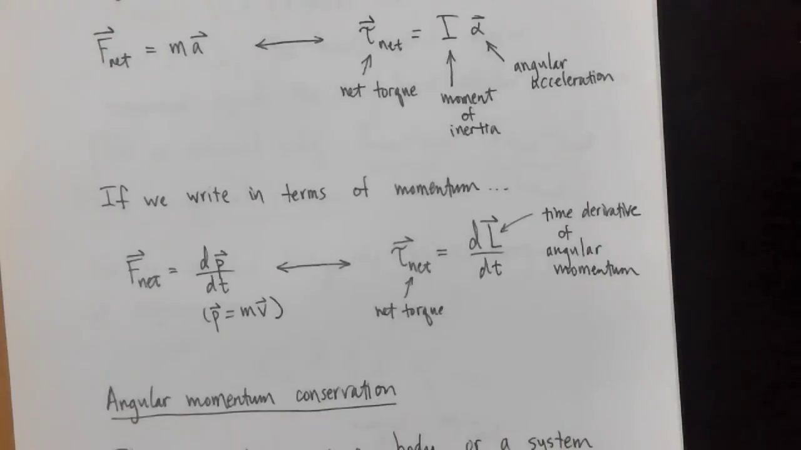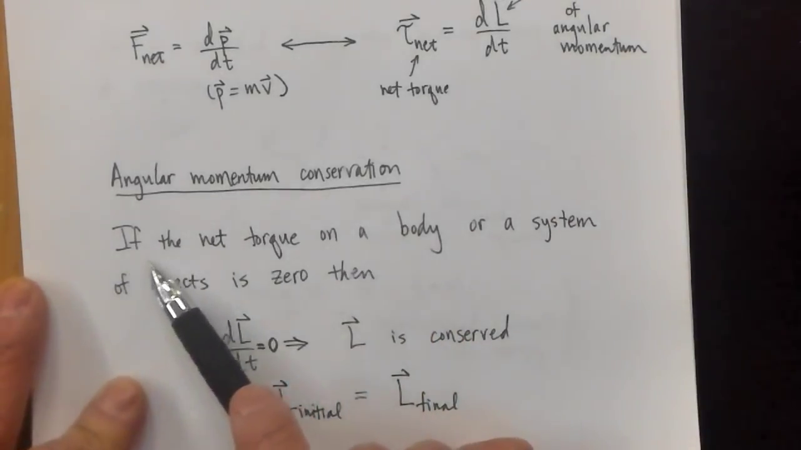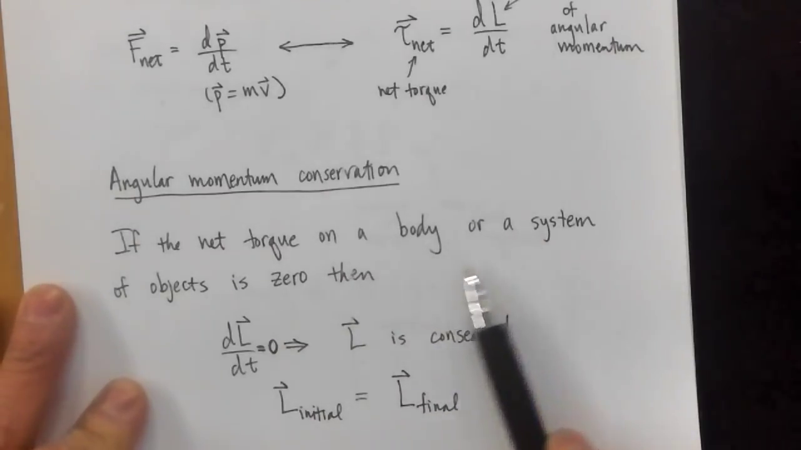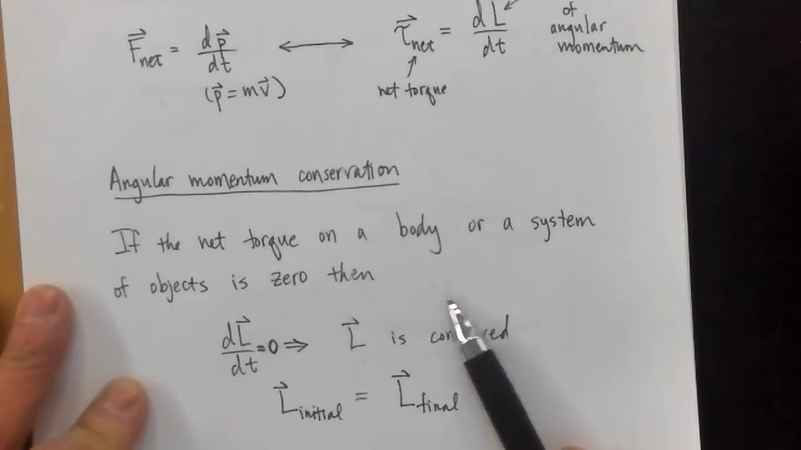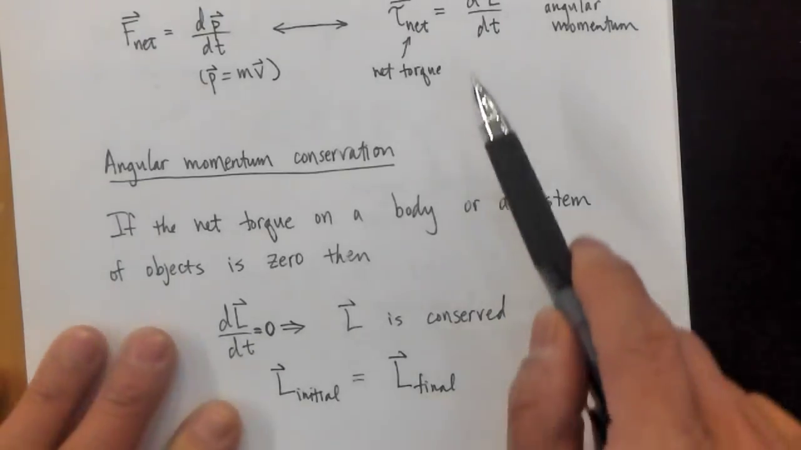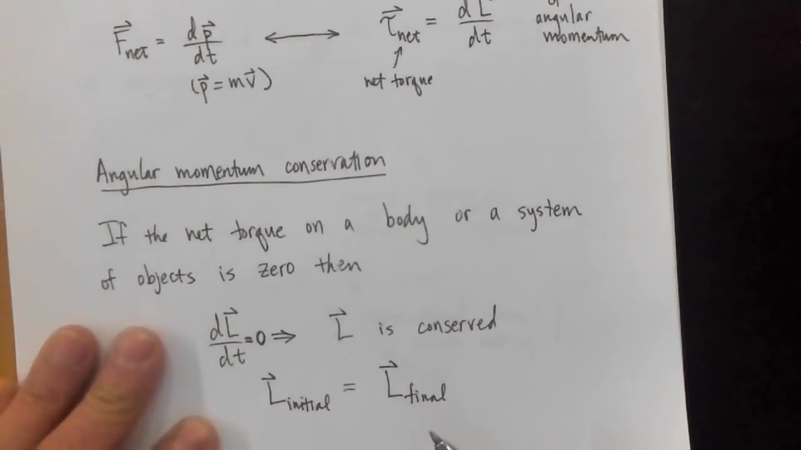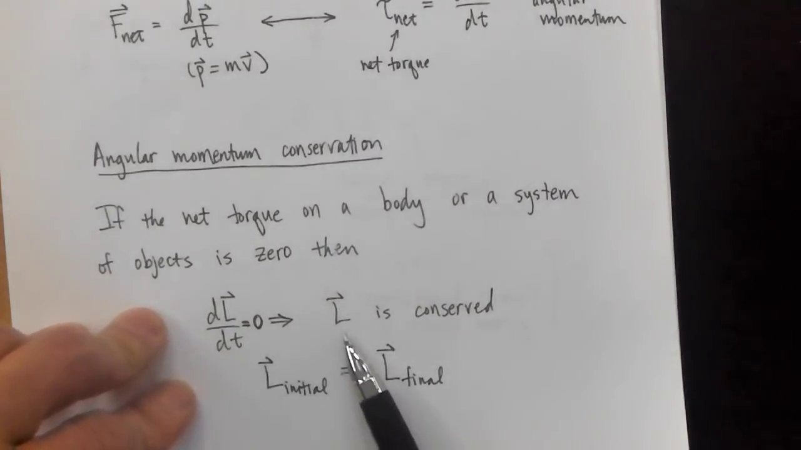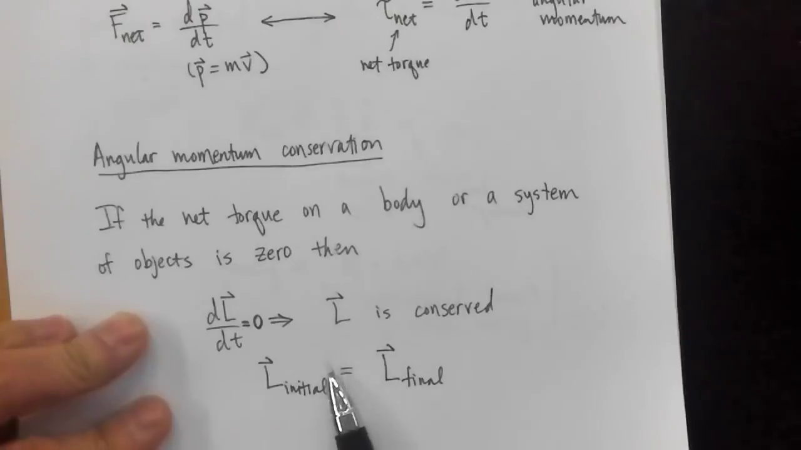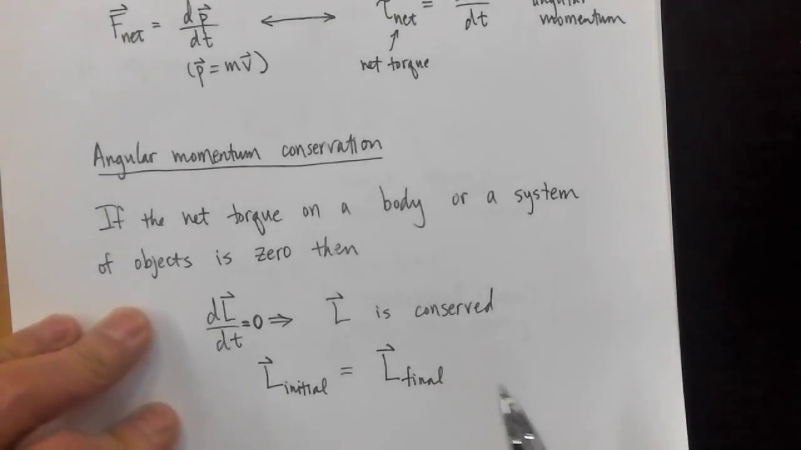Everybody's good? Okay. Now, angular momentum conservation. If the net torque on a body or a system of objects is 0, then the time derivative of the angular momentum is 0, which means that L is not changing, so L is conserved. That means that the initial angular momentum is equal to the final angular momentum.